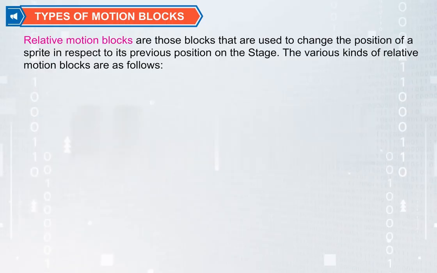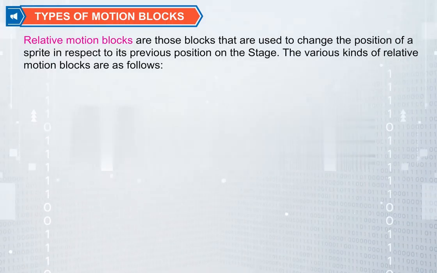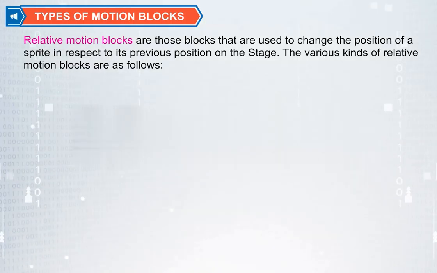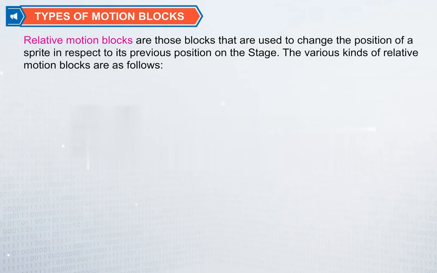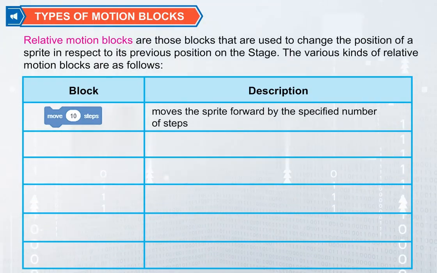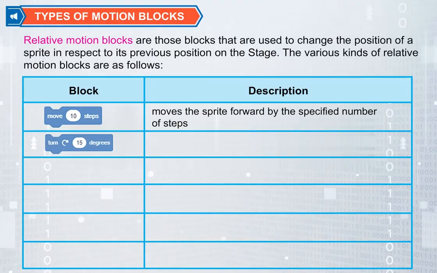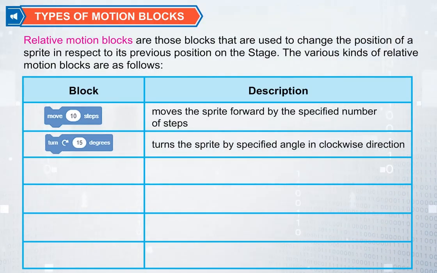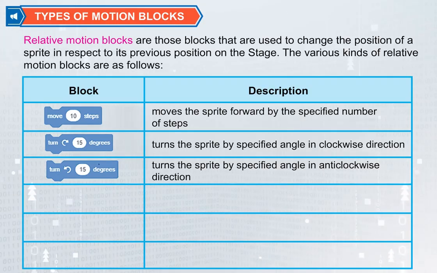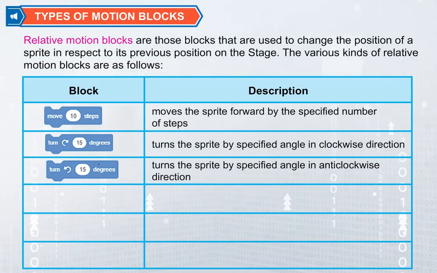Relative motion blocks are those blocks that are used to change the position of a sprite in respect to its previous position on the stage. The various kinds of relative motion blocks are as follows. Block, description. Move 10 steps, moves the sprite forward by the specified number of steps. Turn 15 degrees, turns the sprite by specified angle in clockwise direction. Turn 15 degrees, turns the sprite by specified angle in anti-clockwise direction.